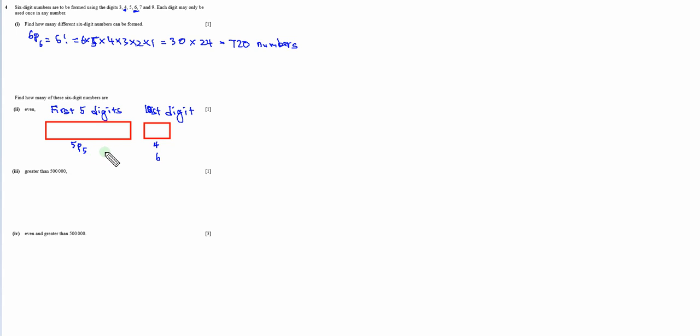Then what about if I have 6 as the last digit? I also have an even number. So if I take out 6 from here, I also have 5. I have to take out 5 and arrange the 5. So this is 5P5, this is 5P5. So the final answer is 5P5, and then there's 2 choices, 4 or 6, so times 2.